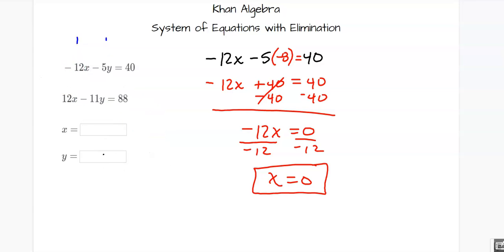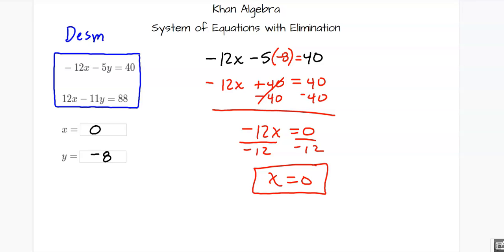I could plug it in and check if I wanted to, just to make sure. But I have 0 and negative 8. Another thing you could do, if you've ever used Desmos, it's a graphing website with a free graphing calculator on it. It's D-E-S-M-O-S. And you could go on Desmos and type in both of those lines and verify that the intersection of the two lines occurs at 0, negative 8. That'd be another way to test this out.